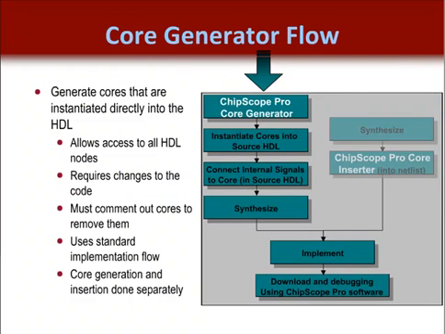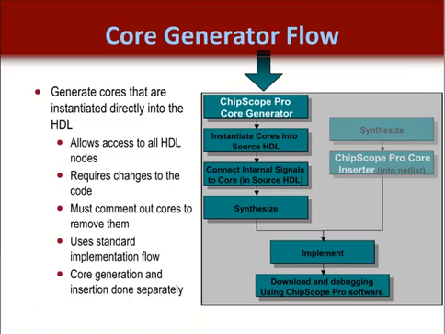With the core generator flow, the cores are instantiated directly into your HDL. This requires manually editing your HDL to make all the necessary connections to the cores, and this takes more time to build. We will use this flow to debug the same design we used in Lab 1, but now we're going to use the core generator flow and also use the VIO core, and that'll all be part of Lab 2.